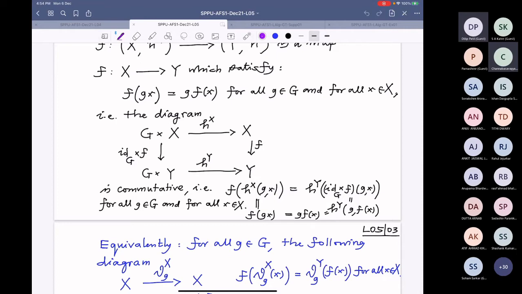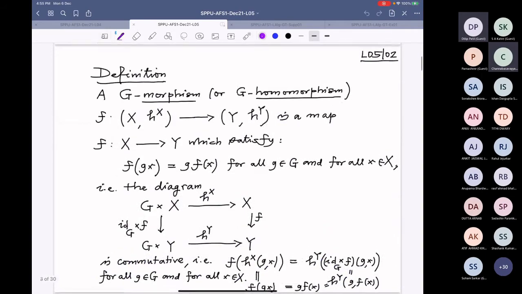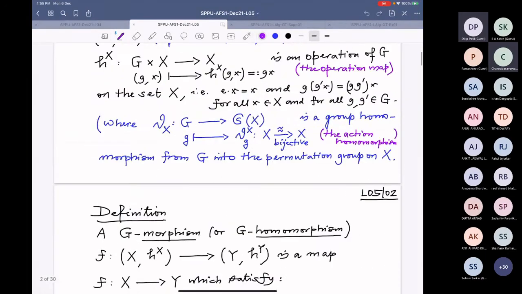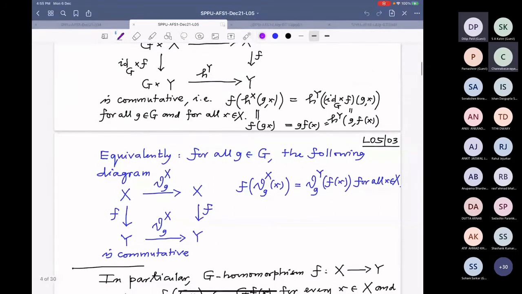All right. So this is equivalent to saying, now somebody may use this group homomorphism. Then I have just translated that into group homomorphism. That is why I wrote equivalently: for all g in G, the following diagram is commutative. And what is the diagram? For all g, small g is given, and there are many such diagrams, as many as there are elements in G.